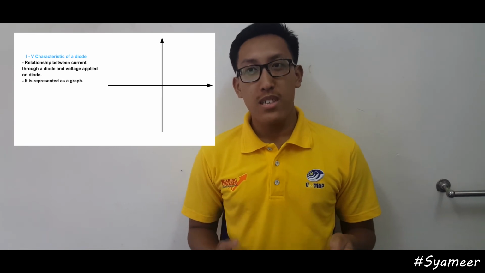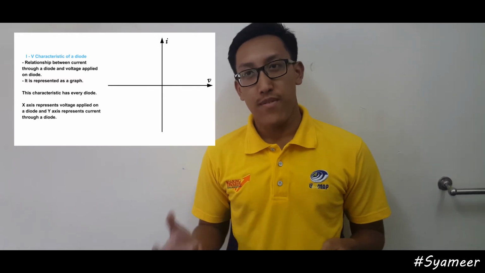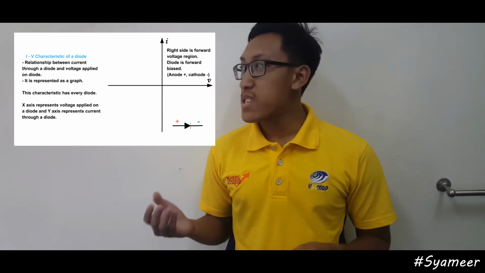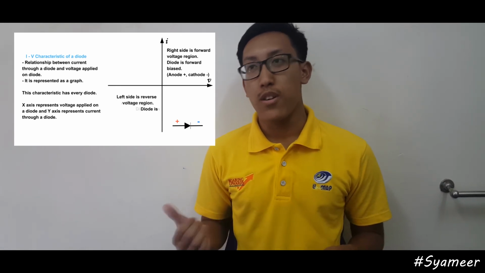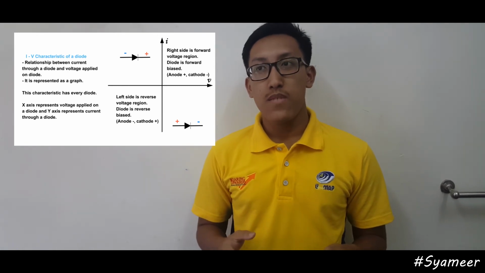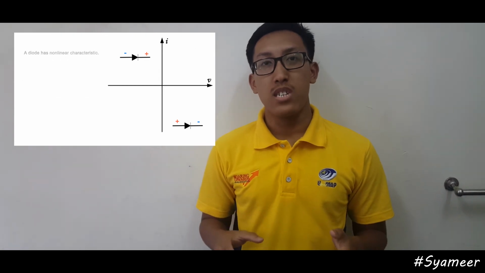So I'll be explaining about the IV characteristics of the diode. The IV characteristic of the diode is the relationship between the current through a diode and the voltage applied on the diode. It is represented as a graph. Every diode has this characteristic. The x-axis represents the voltage applied on the diode, and the y-axis represents the current through the diode. The right side is the forward voltage region, where the diode is forward biased, while the left side is the diode in reverse bias condition.